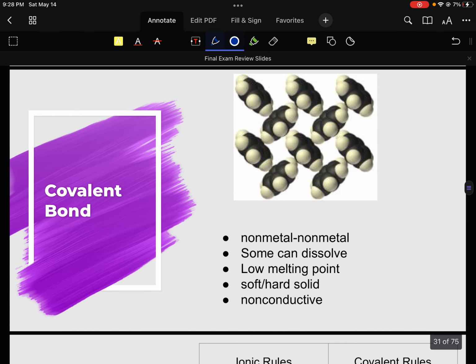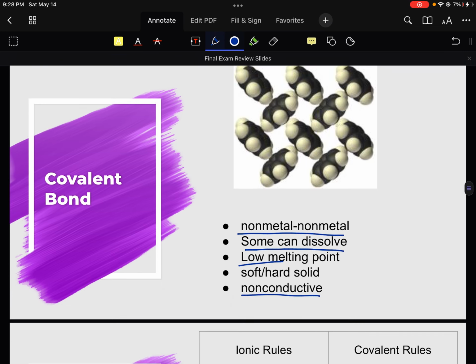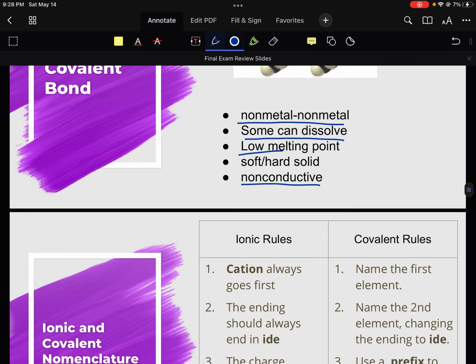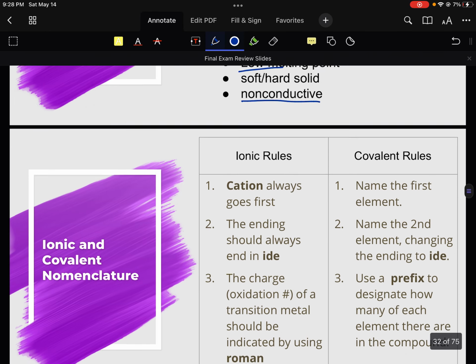Our covalents are pretty much the opposite. They're just made of nonmetals. Some of them can dissolve, but not all of them. They have a low melting point and they do not conduct electricity. So if you can remember one of them, you can just remember the other one is the opposite.